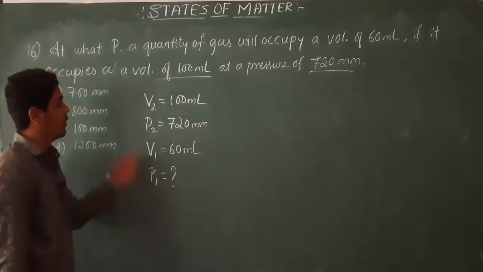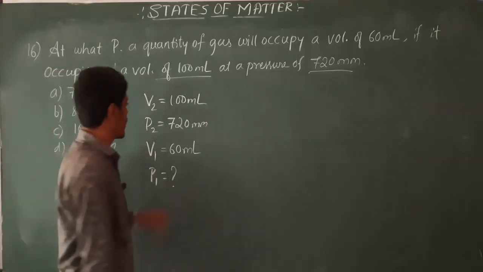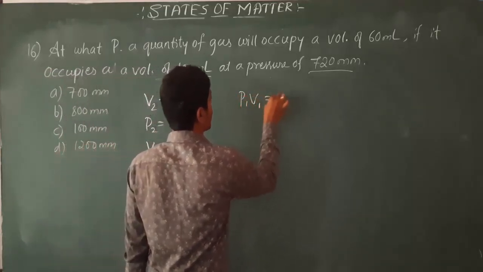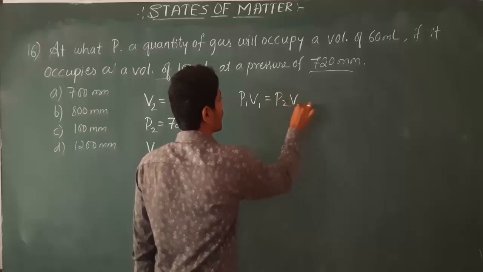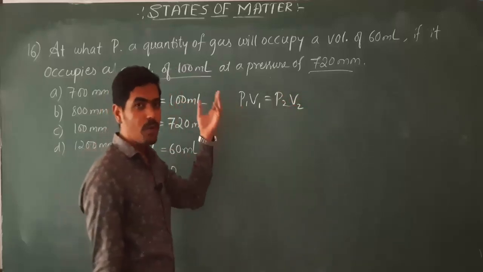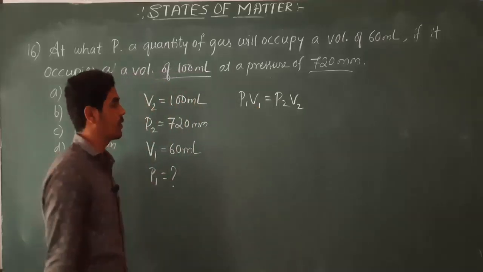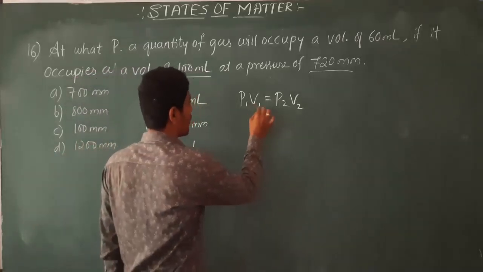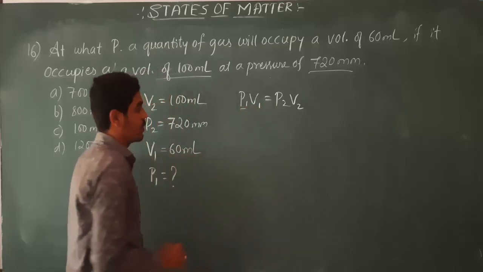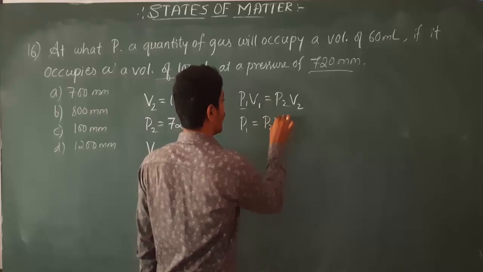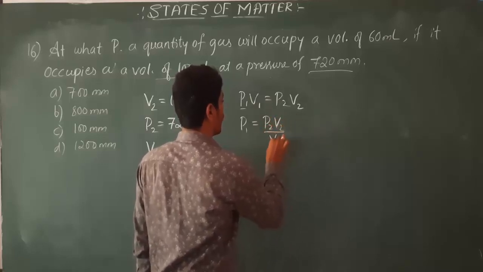Then which relation will you use? As you know, the formula P1 V1 is equal to P2 V2. This is according to Boyle's law. ಇಲ್ಲಿ ಏನು ಯೂಸ್ ಮಾಡ್ತೀರಿ? Boyle's law of the equation ನ ಯೂಸ್ ಮಾಡ್ತೀವಿ. Next, what do you need to determine? You need to determine P1. So P1 is equal to P2 into V2 divided by V1.